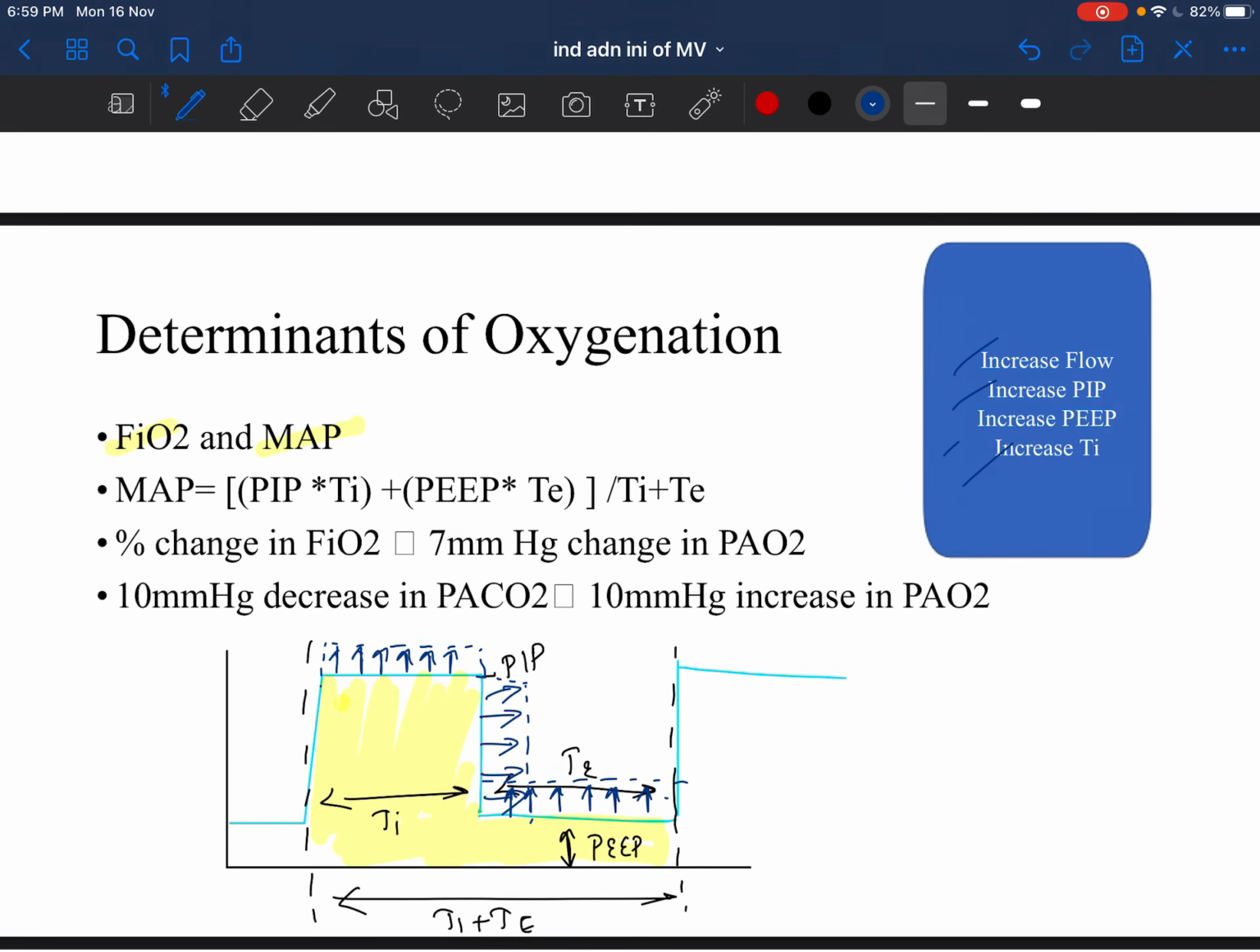Always remember, percentage change in your FiO2 will definitely change your PaO2. By how much? 1% change in FiO2 can result in 7 mm of mercury increase in your PaO2. Similarly, a decrease in FiO2 will cause decrease in PaO2 also, or approximately 5 times you can remember. So this is alveolar concentration, 5 times is your arterial concentration. 10 mm of decrease in your alveolar carbon dioxide will result in 10 mm mercury increase in your alveolar oxygen concentration.